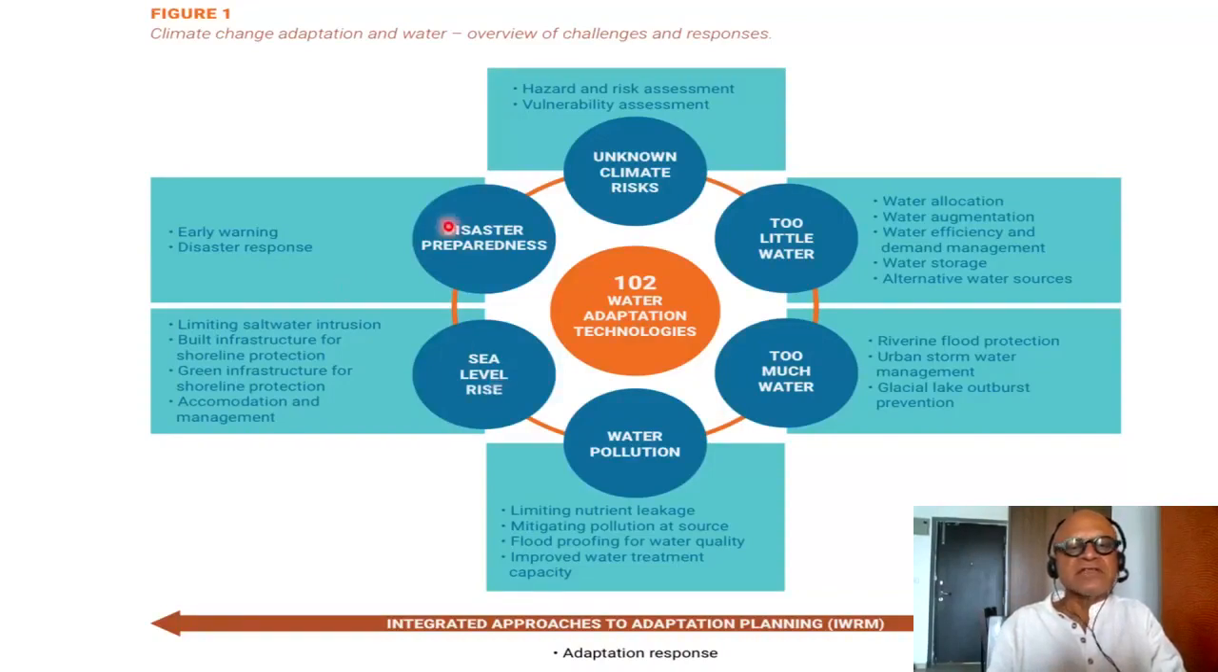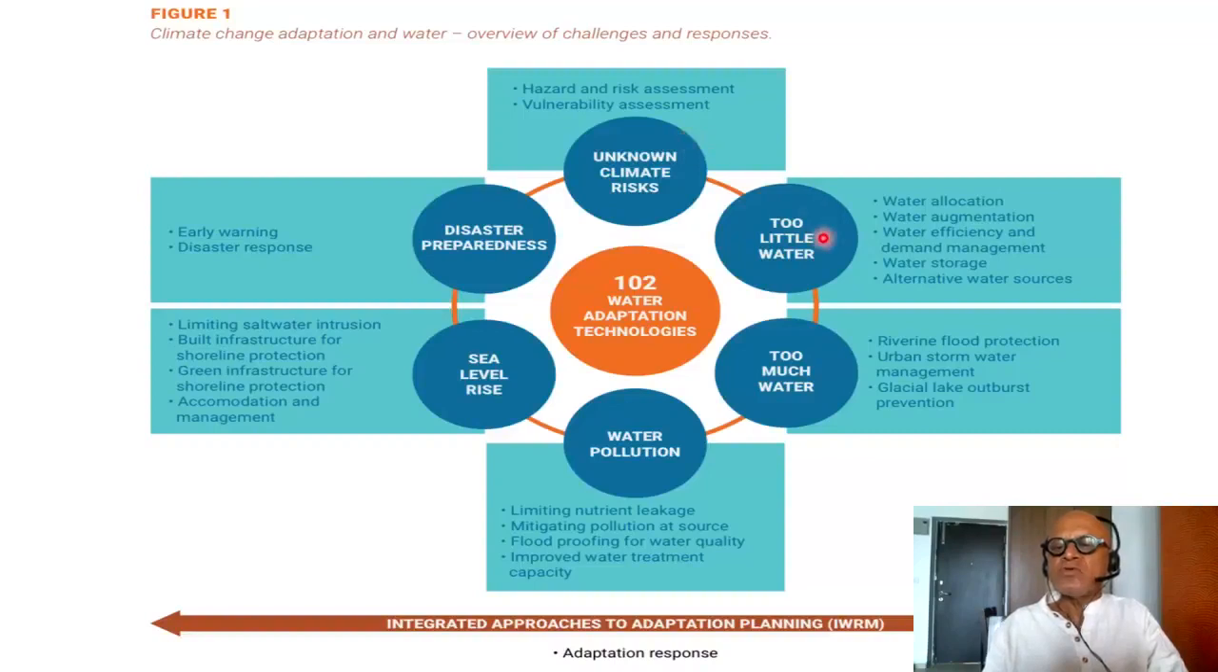So let's start with disaster preparedness. We have already learned a lot about early warnings and disaster response, which is part of the water adaptation as well. I have a whole course on subseasonal to seasonal forecasts and applications, where water is one of the applications, especially in terms of converting weather forecasts into advisories for agriculture, for example, and can be done for other parts of the water issues as well. Unknown climate risks, again, hazard and risk assessment and vulnerability assessment are required for adaptation.